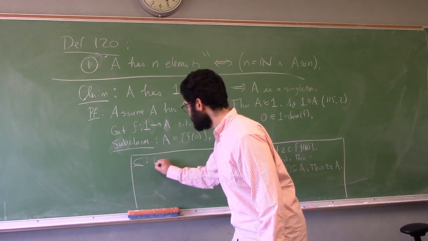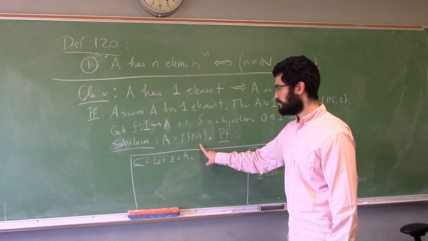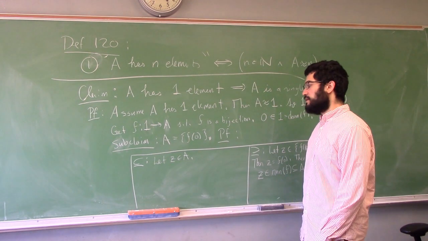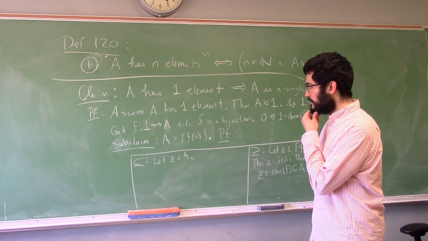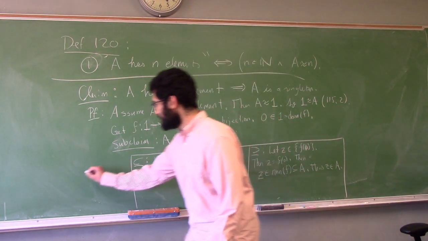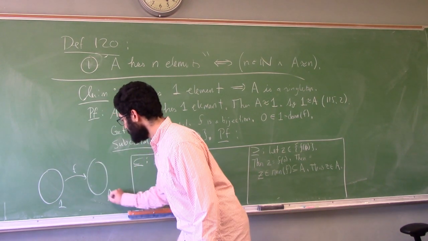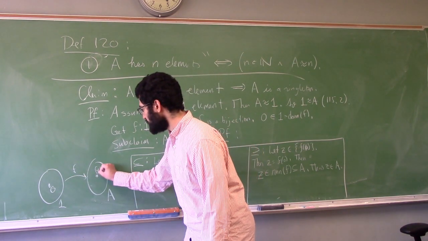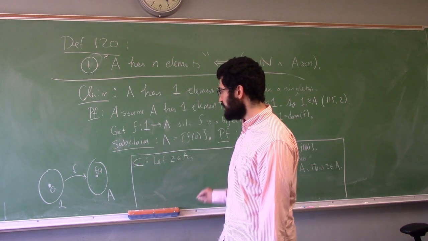Now for the other inclusion, let z be in A, and then our goal is to prove that z is in this singleton. Probably the only way we can do that is to prove that z equals f of 0. Okay, well, let's draw a picture. So this is kind of the current situation. I've got f from 1 to A, and here I've got 0, and here I've got a point called f of 0, which is where f sends the point 0. And I've got z in A.